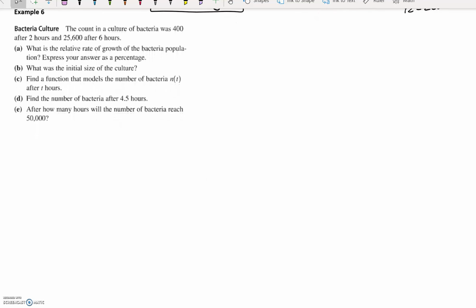All right, the count in a culture of bacteria was 400 after 2 hours and 25,600 after 6 hours. So in part A, we're supposed to find the relative rate of growth of the bacteria, that R, and then also give it as a percentage. So as far as relative growth rate is concerned, we have N of t equals N naught e to the rt, and they're wanting us to find that relative growth rate.